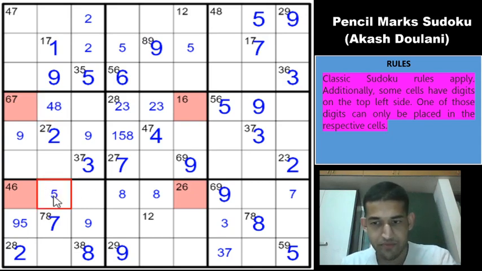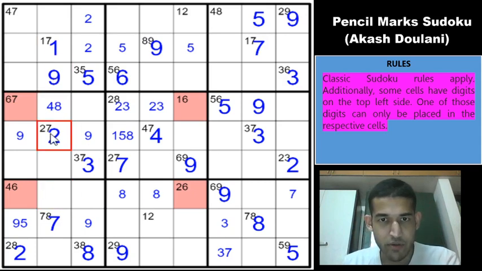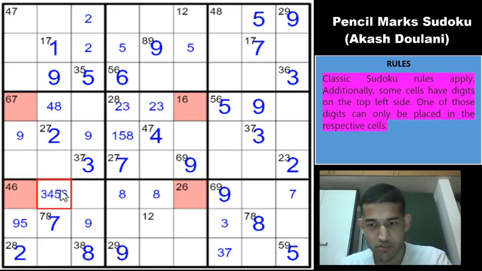And this cell, if you look at, it cannot be 1, 2, 7, 9. It cannot be 8. So it can only be 3, 4, 5, 6. But it also cannot be a 6 because 6 is in one of these two cells. So it can only be a 3, 4 or 5.